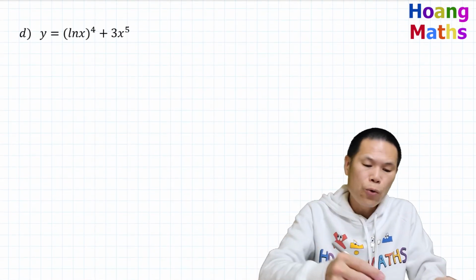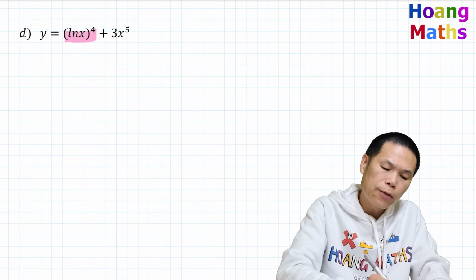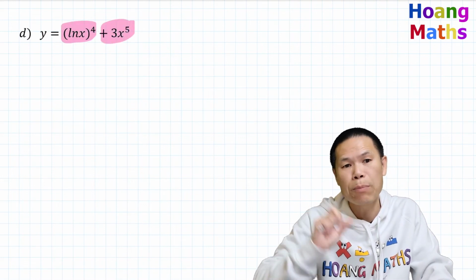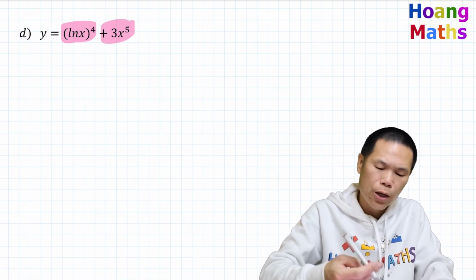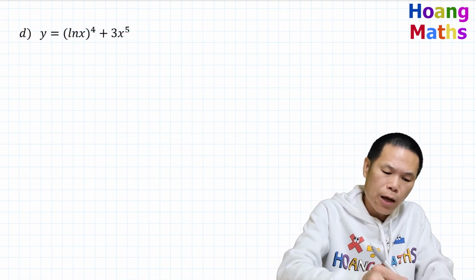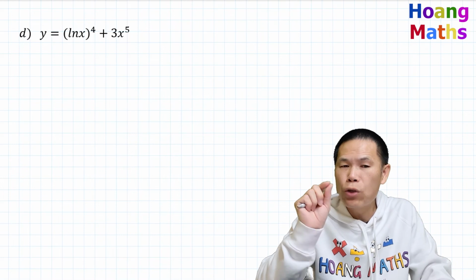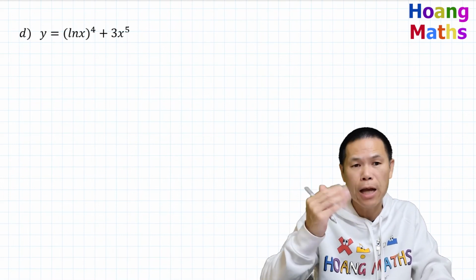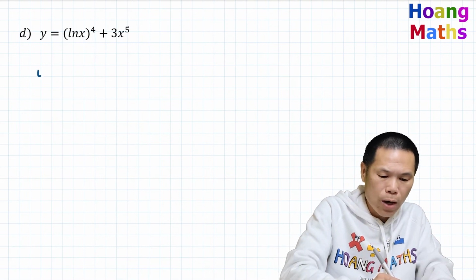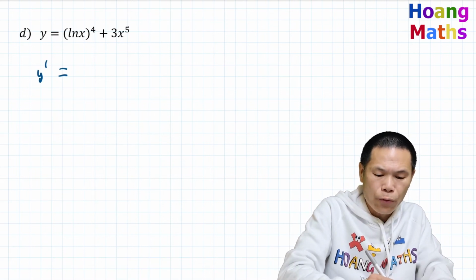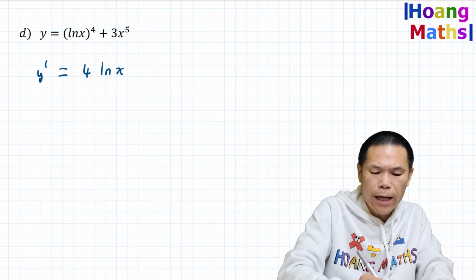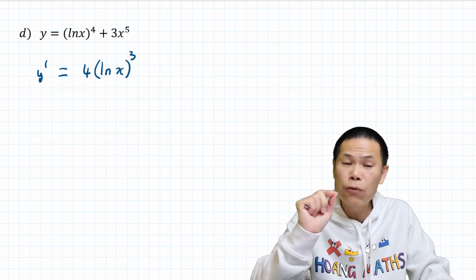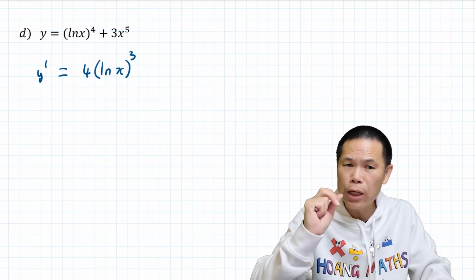Last one. We need to differentiate this function first, and then we differentiate these functions because we have two separate functions added together. So to differentiate ln of x power 4, we do the power angle trick. We differentiate the power. So the 4 will come down, and the power becomes 3. So y dash equals 4 ln of x, or power 3. So that is the power.